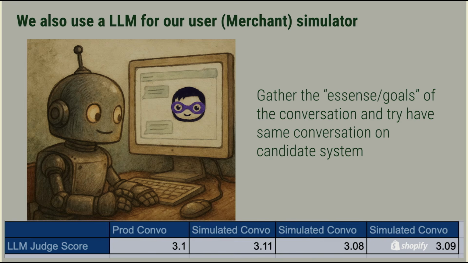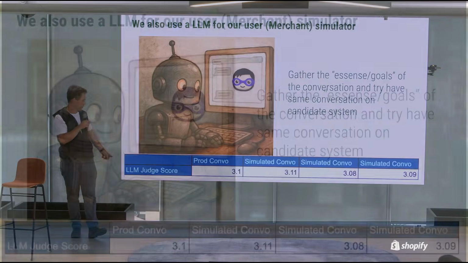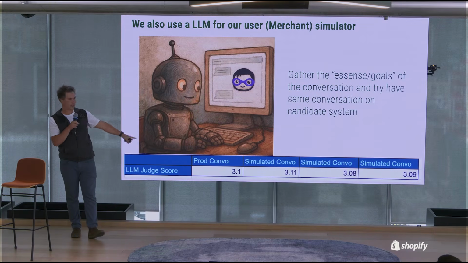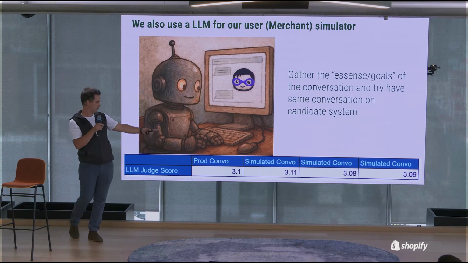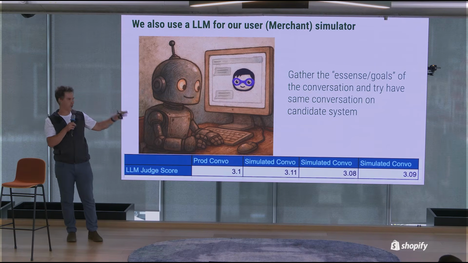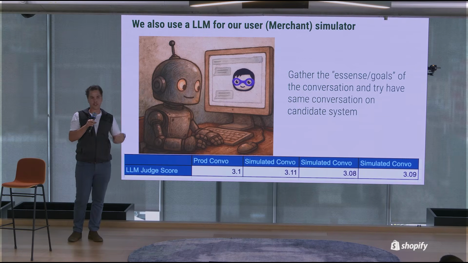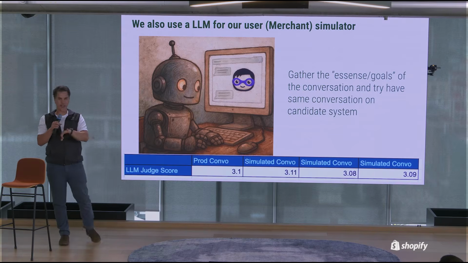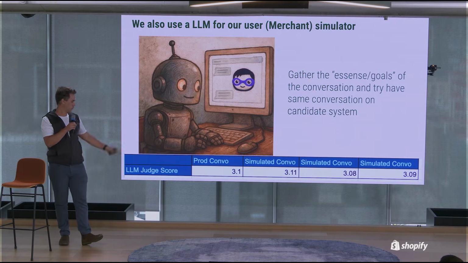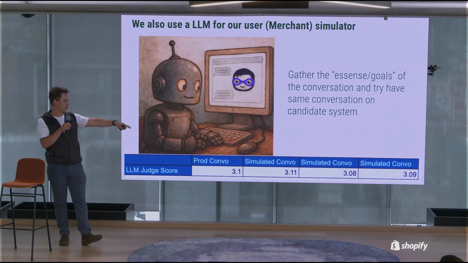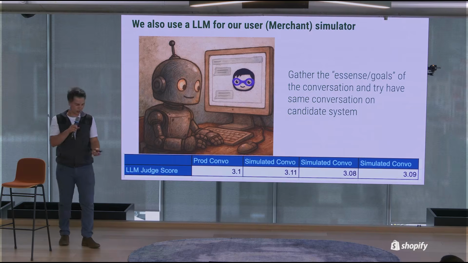A way to be more statistically rigorous about this is basically A/A testing with a bunch of A's. If you have your production conversation and you rate it with the LLM Judge and it's, let's say, 3.1, then you simulate the same conversation and run it against the exact same system, not a candidate system but your actual production system. If you're getting very close results, such that the p-value is pretty low and it's close enough, that's one way you can verify that your merchant or user simulator is working as you want it to.